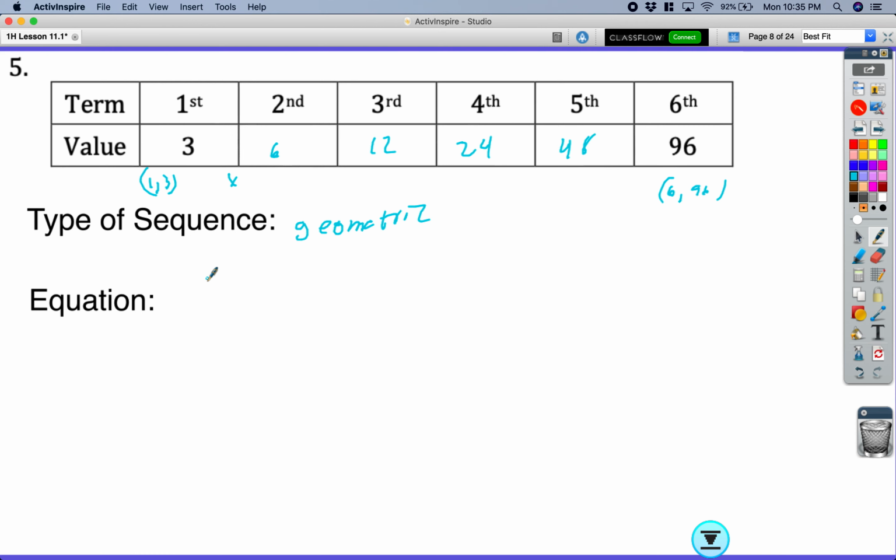And the equation here then, once again, would just be f of x is equal to my initial, which is 3, times my growth factor of 2, and it would be x minus 1 because I'm starting off at the first term. You can even put f of 1 is equal to 3.